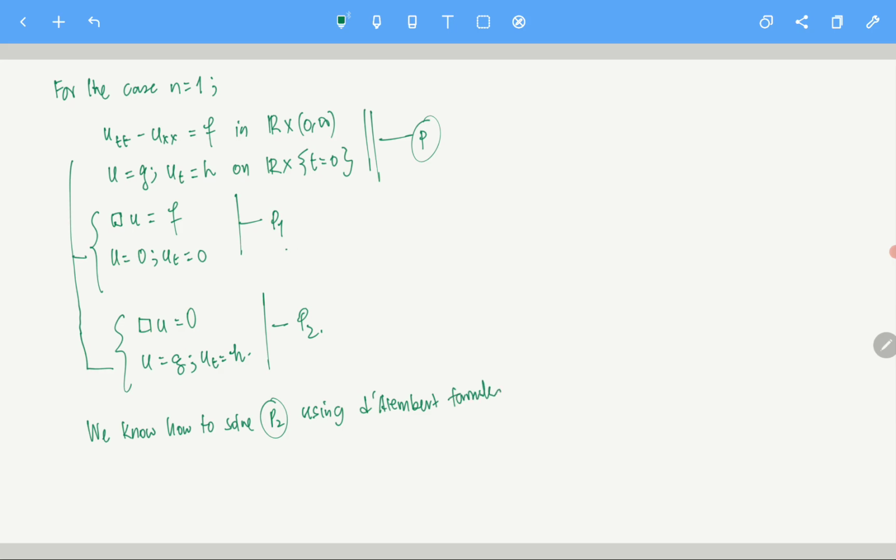My only concern is how do I find P1. Now you see what I am going to do is P2, we can just think of this as at the point x, s, right? So I will use Duhamel's principle essentially, but I am going to write it like this.